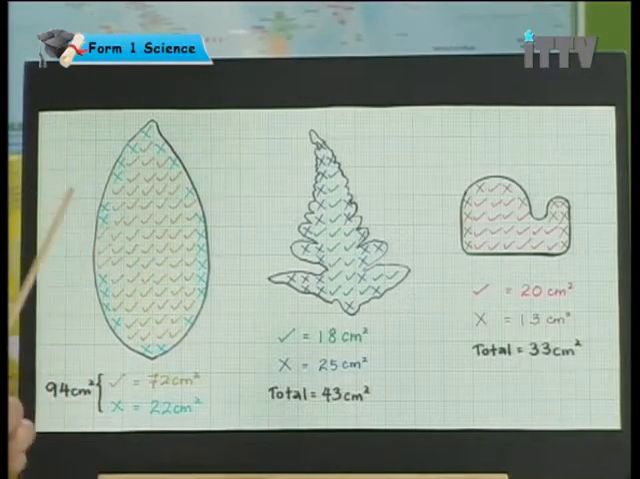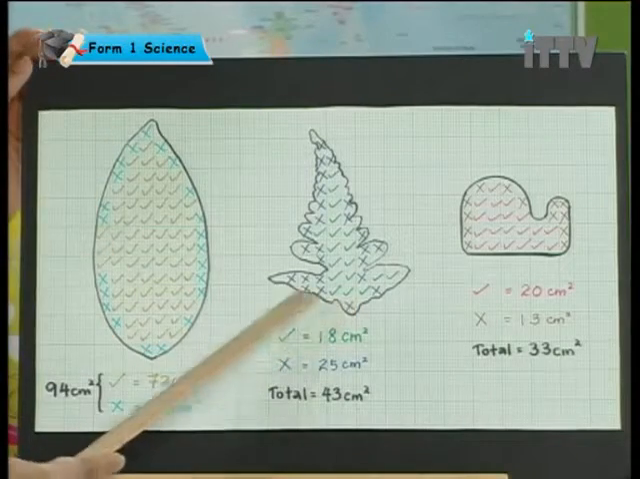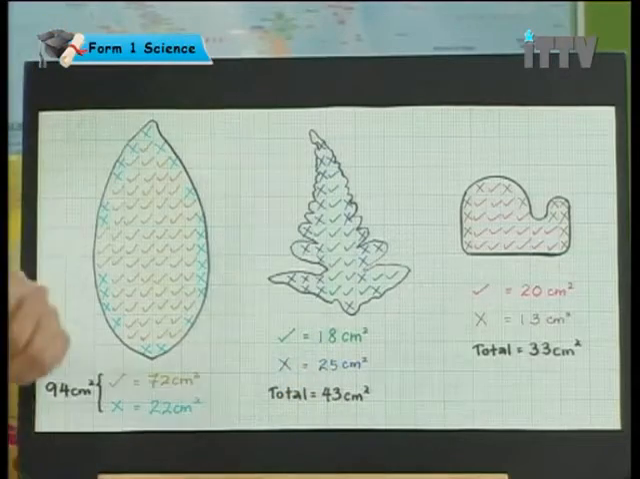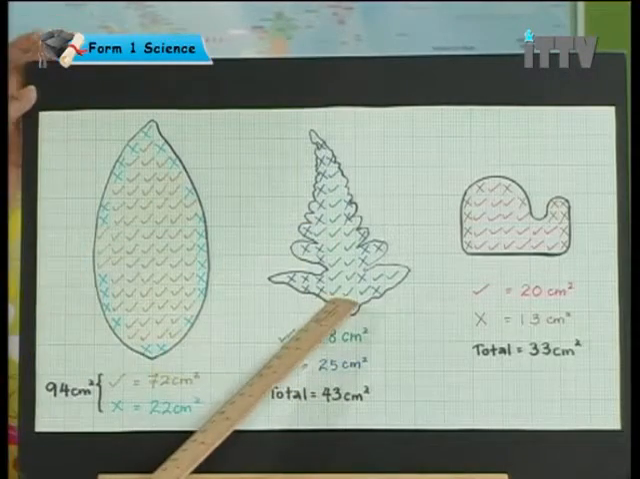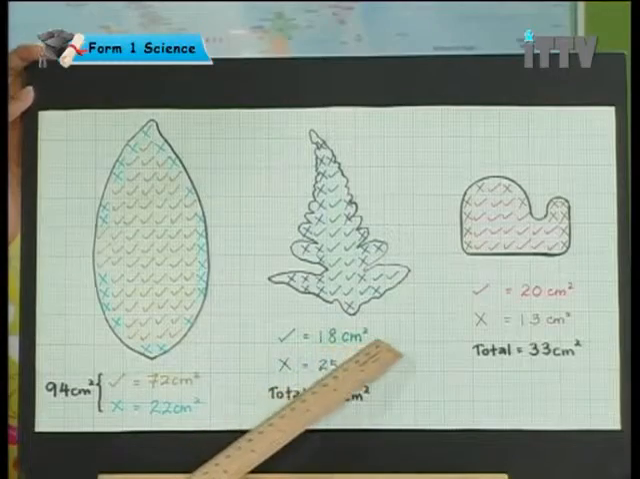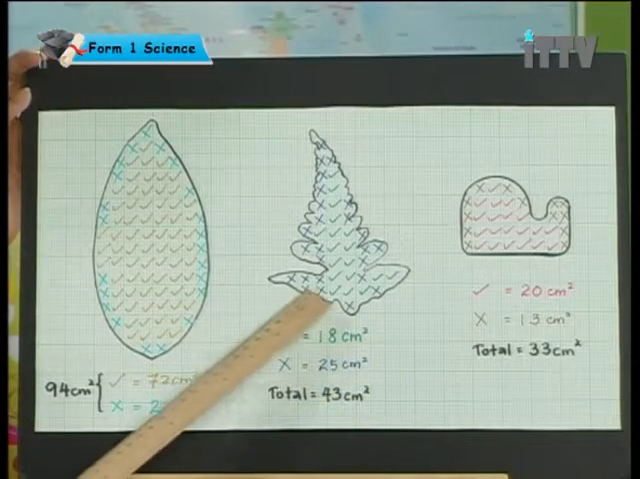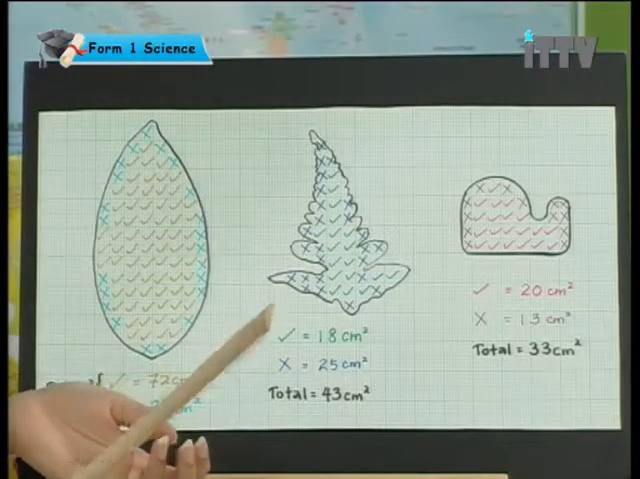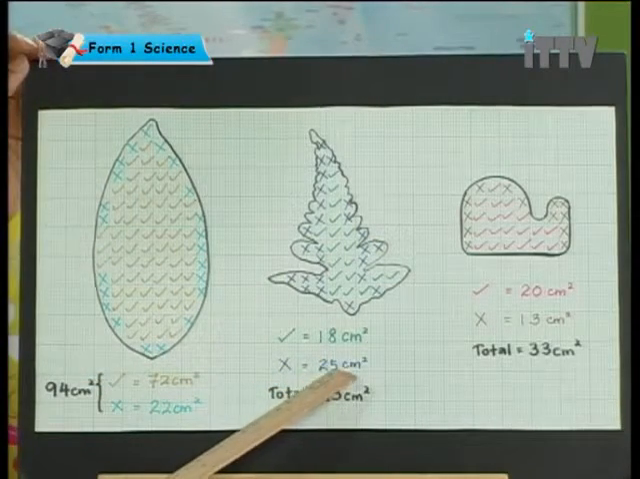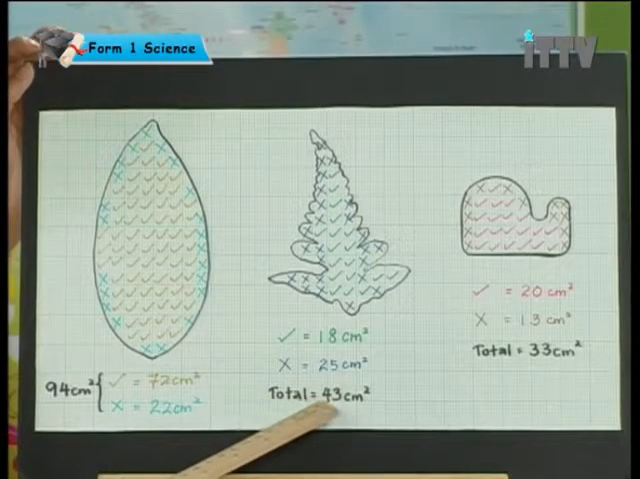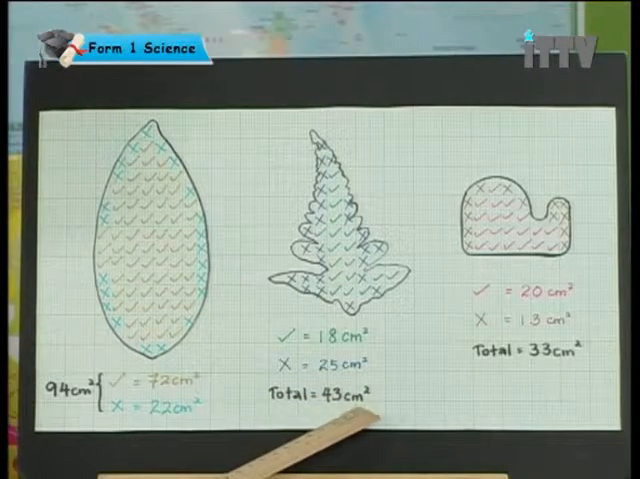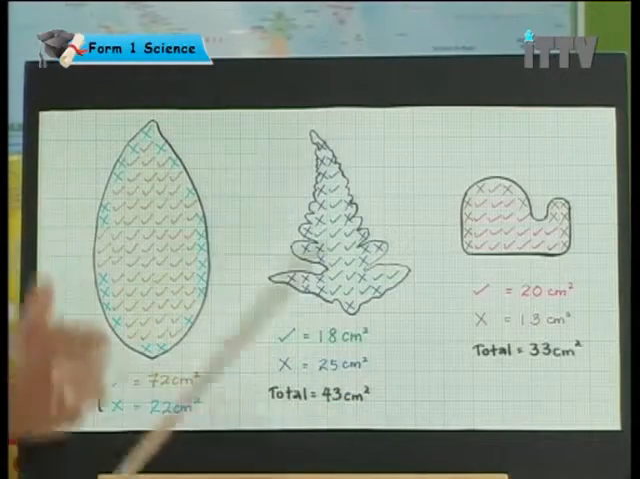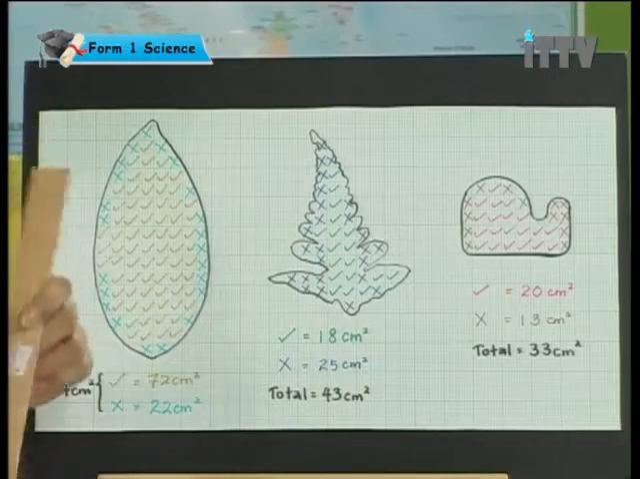I have used another type of leaf right here, and these are the results which I got after using the graph paper to count the surface area. The amount of ticks were 18 square centimeters. And the amount of crosses, which covers the more than half covered squares, is 25 square centimeters. When I total them up, I get 43 square centimeters. 43 square centimeters is actually the surface area covered by this weird shaped leaf.